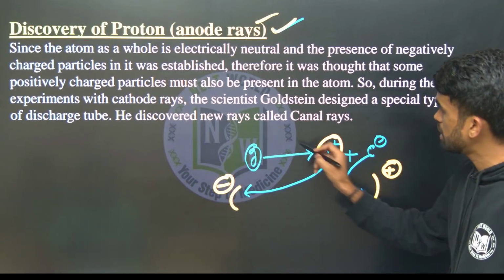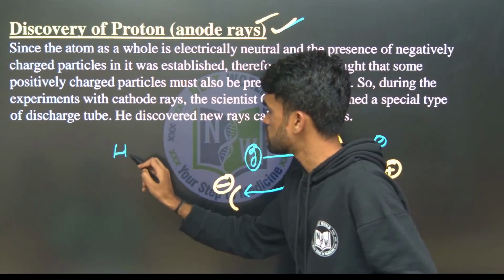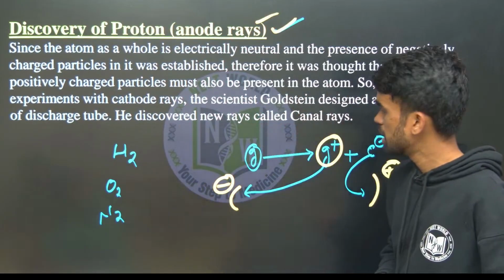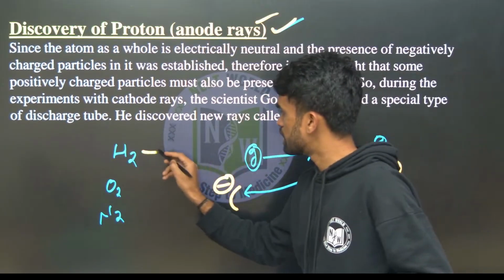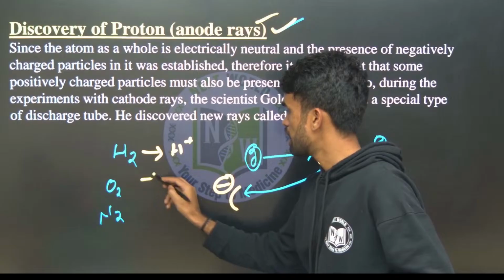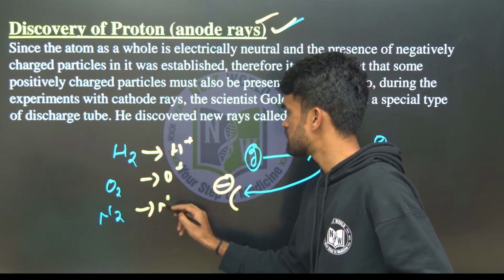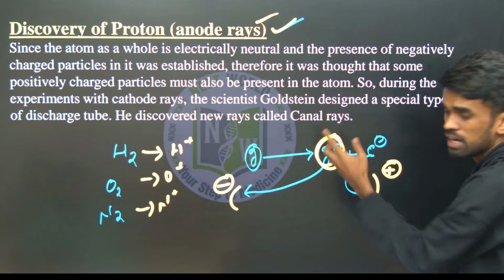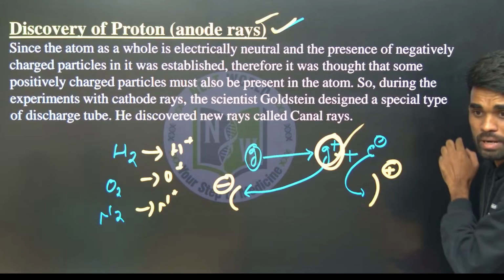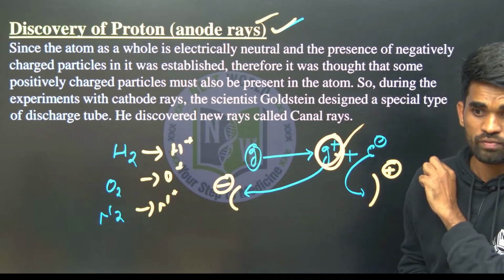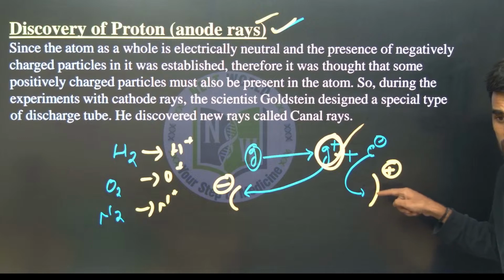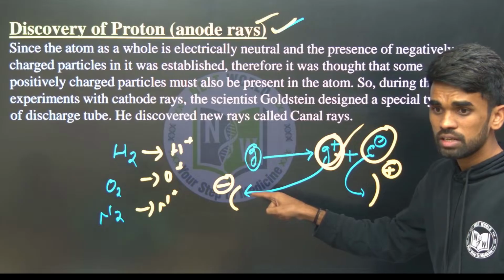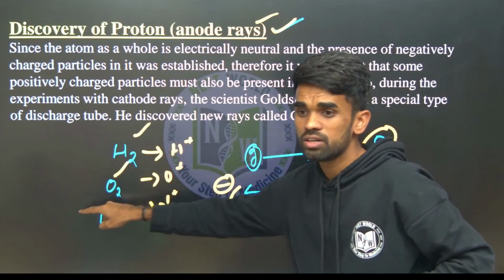Now I am taking different gases. Tell me, I am taking H2 gas, O2 gas and N2 gas. In this case the G plus ions will be different. Let us say H plus, O plus and N plus, something like this we are going to get. So depending upon the gas you are taking in the tube, the properties of the gas particles vary. In the case of cathode rays all particles have the same nature, but in the case of anode rays it varies with the gas you are taking in the tube.